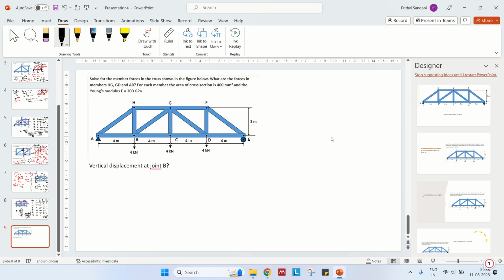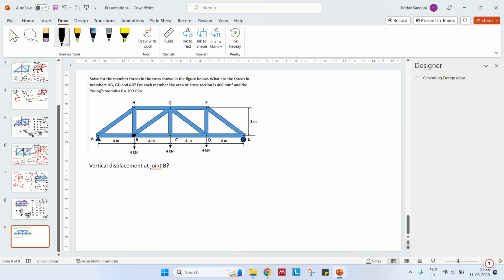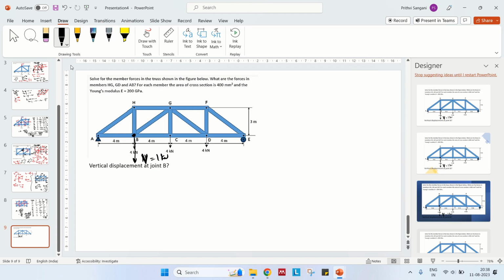The second part is to find the vertical displacement at joint B. So at this joint you apply a virtual load of 1 kilonewton, and then find the internal forces due to the vertical virtual load of 1 kilonewton. You tabulate the internal forces due to the virtual load and due to the real loads. You have the length and the area of cross section, and Young's modulus is given as constant, 200 GPa, which means all these sections are steel sections. Then you do the summation of PUL and divide it by AE. So this is the process.